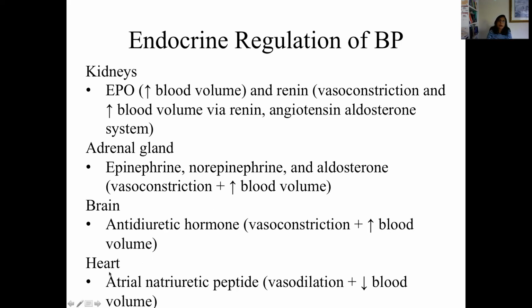Now the heart makes atrial natriuretic peptide, ANP, which is the only hormone in this list that causes vasodilation, and it also gets rid of water in the form of urine, so it decreases blood volume. So it tries to correct a high blood pressure situation. That is how atrial natriuretic peptide causes vasodilation and also removes excess water.